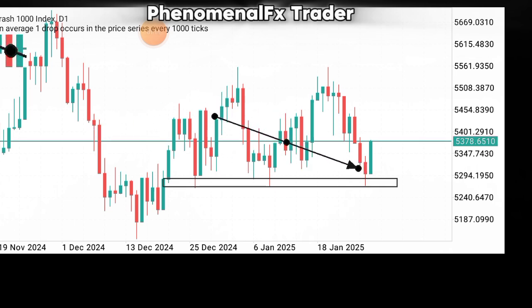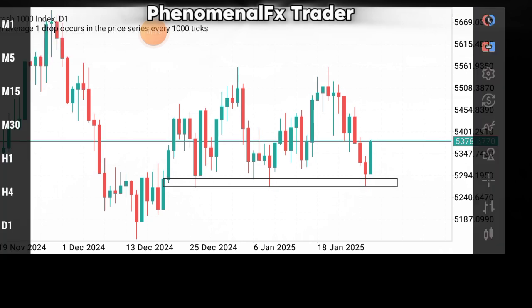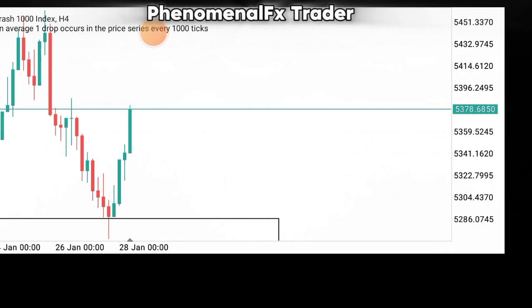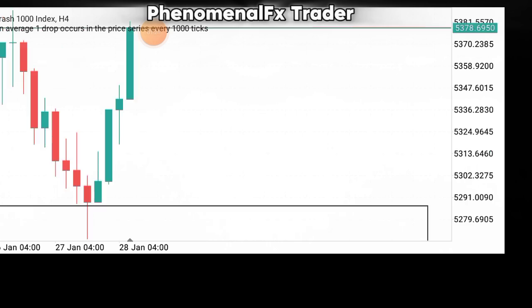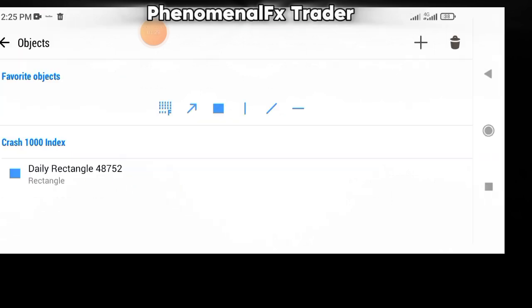So on seeing this on a daily time frame, I decided to quickly go down to the 4-hourly time frame so I can get a very good entry. All right, so I'm going to the 4-hourly time frame. You can see how the market closed. The closing on the 4-hourly time frame is even more perfect. We can see the rejection.